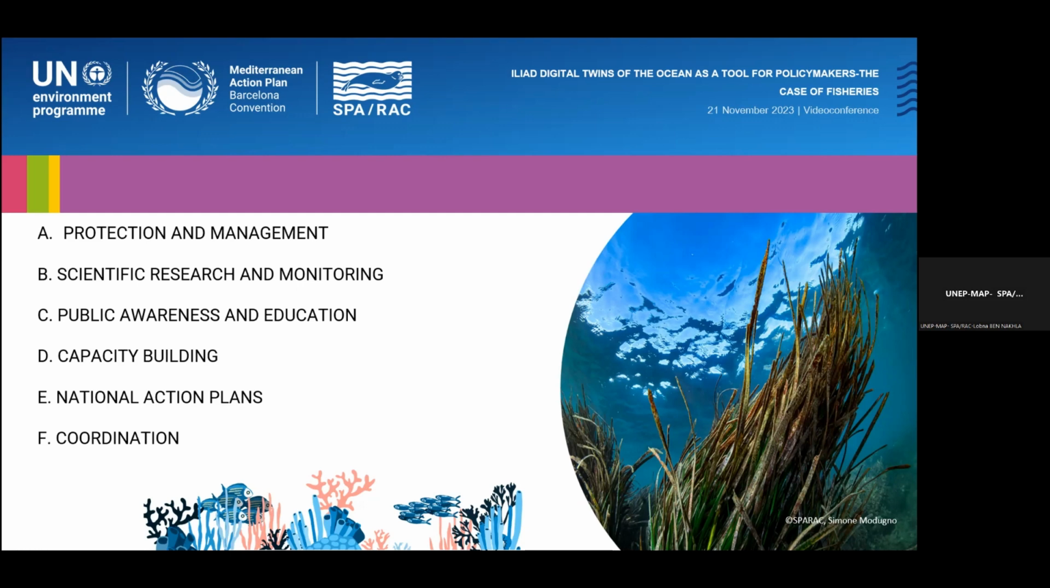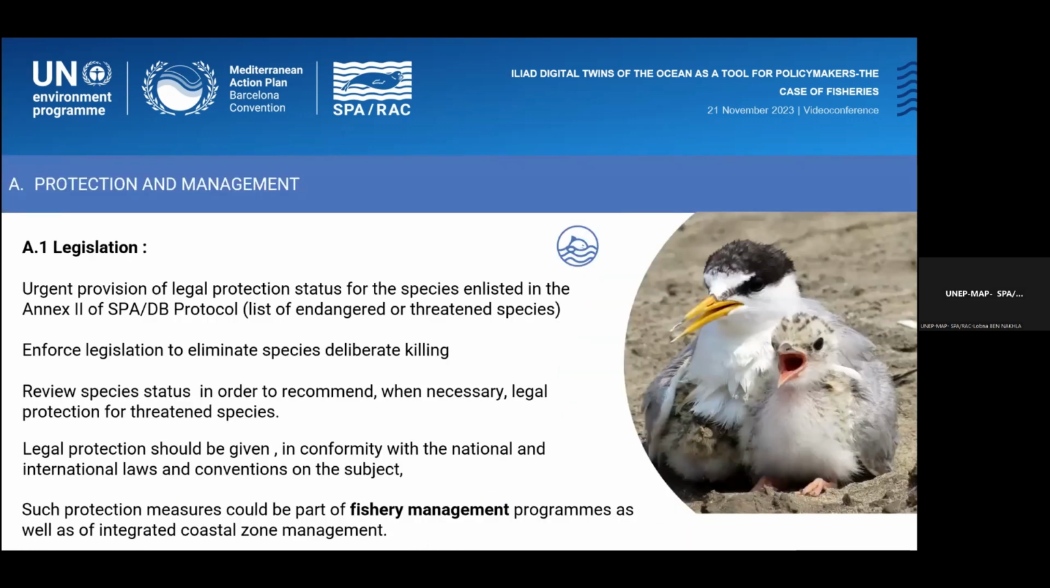For each of these sections, the fisheries interaction activity is taken into account. Recommendations, actions, and activities are proposed to be implemented by regional institutions, national ones represented by contracting parties, but even by any regional institution working in the region. So within protection and management, the action plan invites contracting parties to provide legal protection status for all the species already listed in Annex 2 of the SPA/BD protocol.